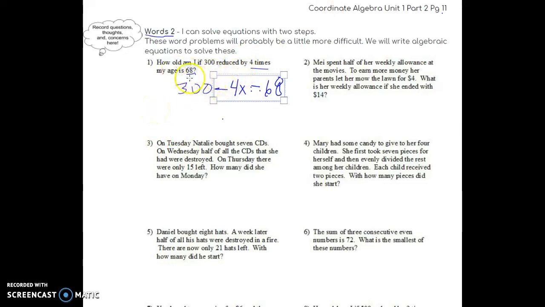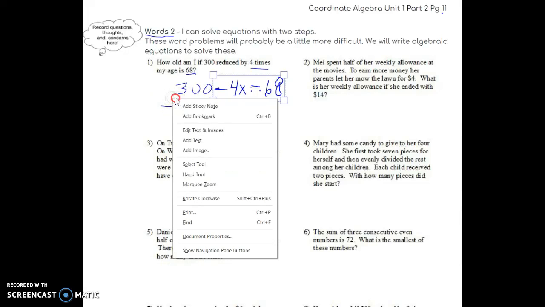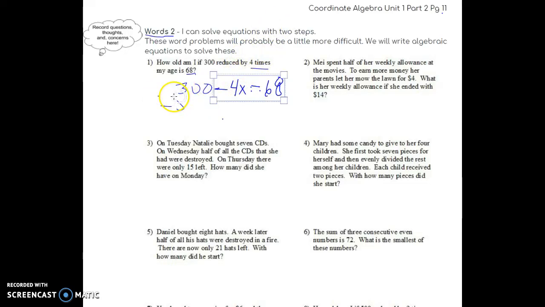So I need to get 4x alone. So I'm going to take off this 300 here. How am I going to get rid of it? I'm going to, oh wait, subtract. Am I pushing the button? Maybe that's what it is.